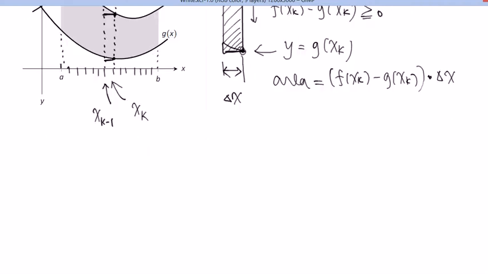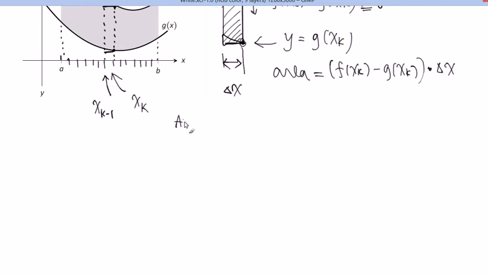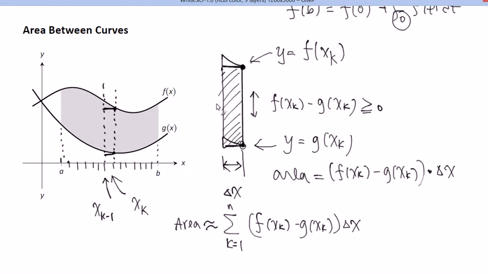So now the whole area seems approximately equal to all this, f of xk minus g of xk, right? Multiplied by delta x. You add them all up, starting from the first interval to the nth interval, right? So that must be the same. Because we want the area of this rectangular region, you have to multiply the height by the width. Width is the delta x. That's right. Any other question?